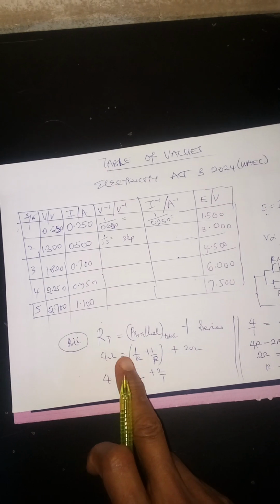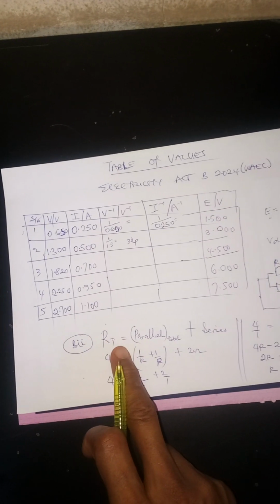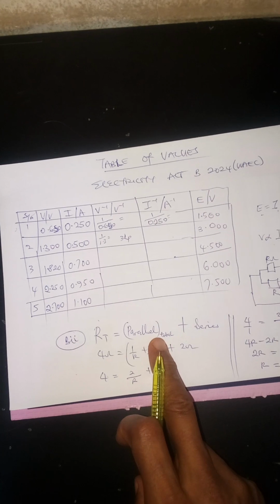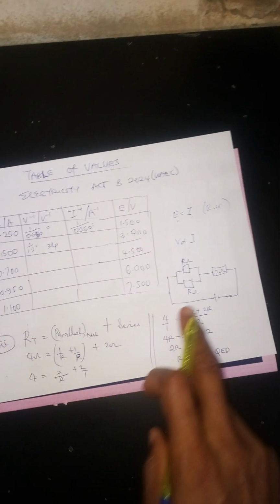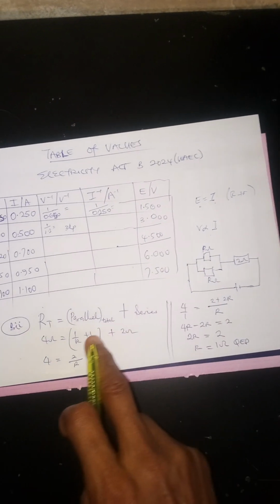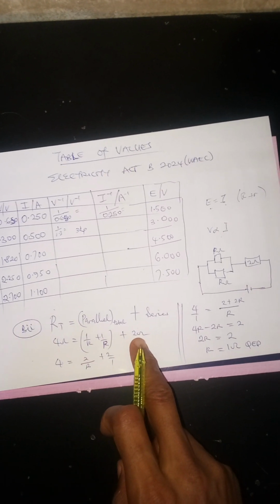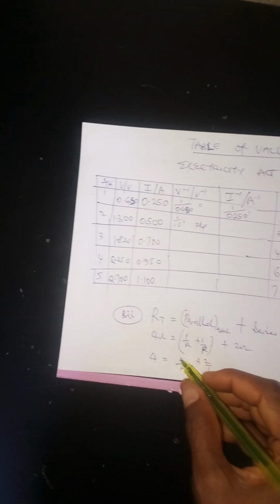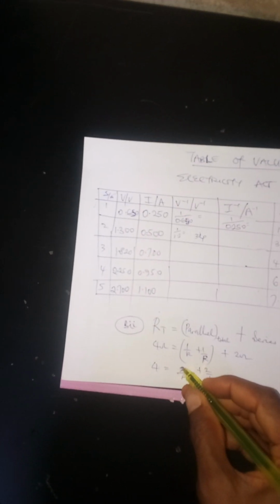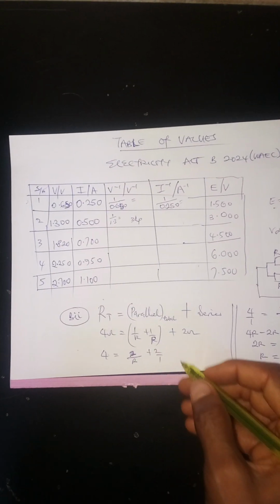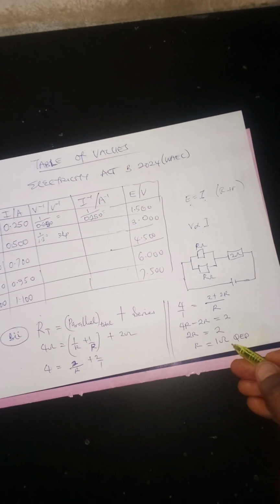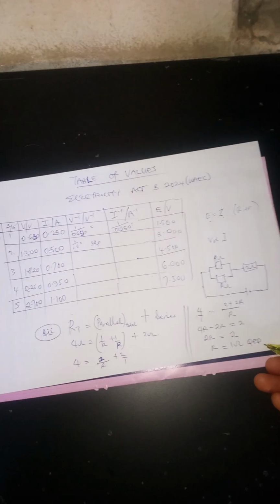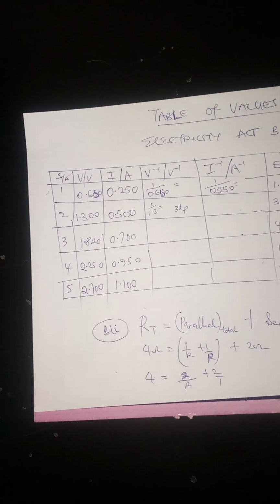Did the solution of the BII. Total resistance equals parallel resistance, that is resistors in parallel, plus the one in series. So the one in parallel, R and R, plus the one in series. Find the LCM, 2 over R plus 2 over 1, equate it to 4. That means the R is 1 ohm. So that is my own prediction, and I believe it will be a very great help to you.